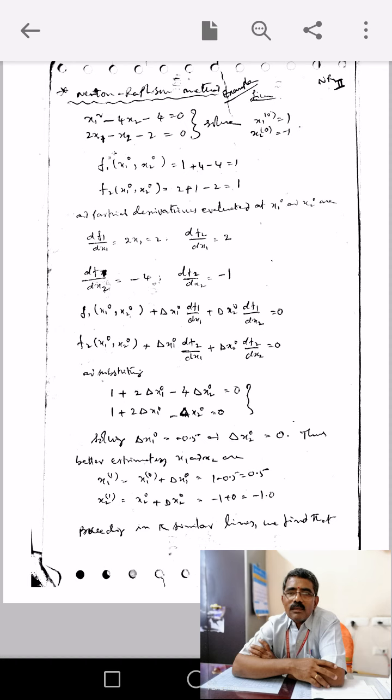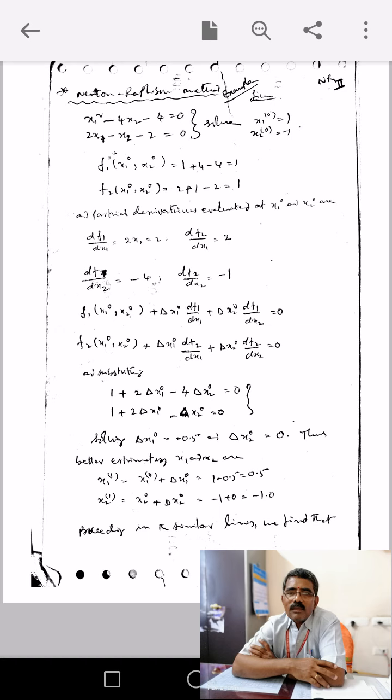So please consider x1 squared minus 4x2 minus 4 equal to 0. Then the second equation, 2x1 minus x2 minus 2 equal to 0. So these equations you are asked to solve with initial values x1^0 equal to 1, x2^0 equal to minus 1. So first you substitute in f1(x1^0, x2^0), the first equation. If you substitute, you will get 1 plus 4 minus 4, which is equal to 1. And if you substitute in the second equation, 2x1 minus x2 minus 2, that is f2 evaluated with x1^0, x2^0, it gives you 2 plus 1 minus 2, which is 1.